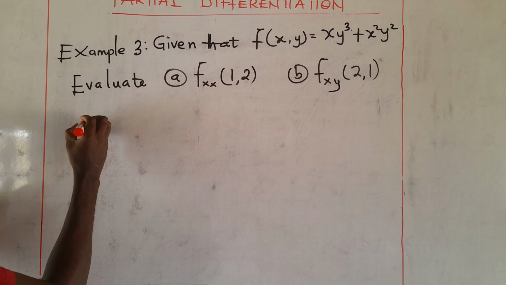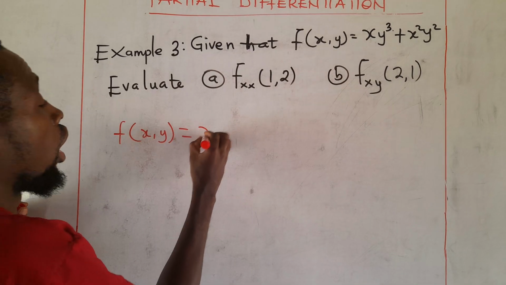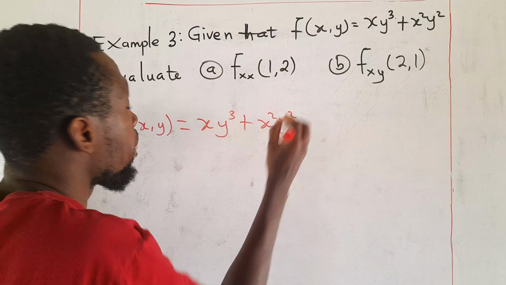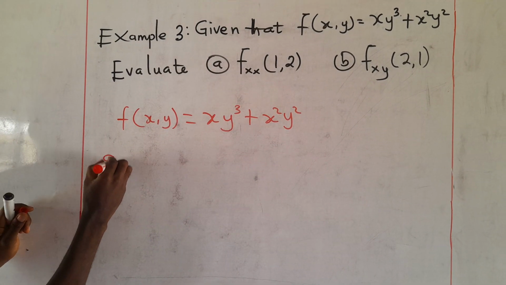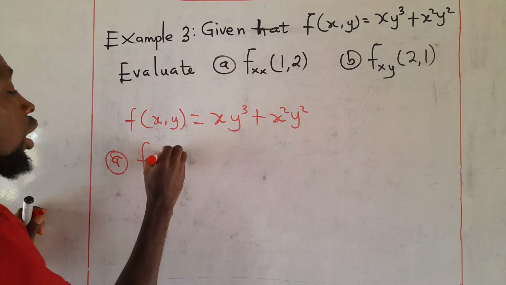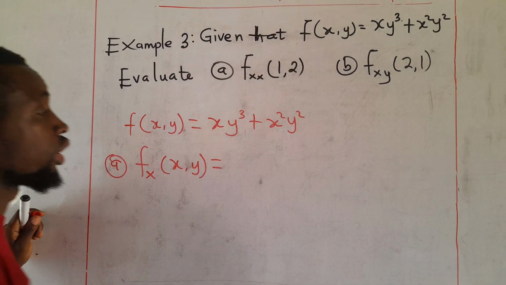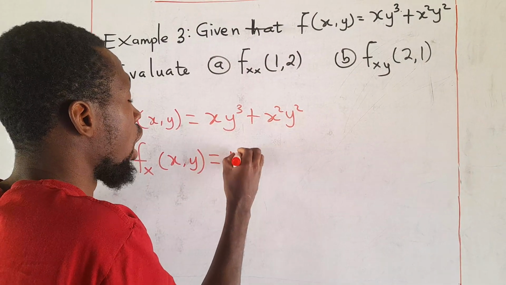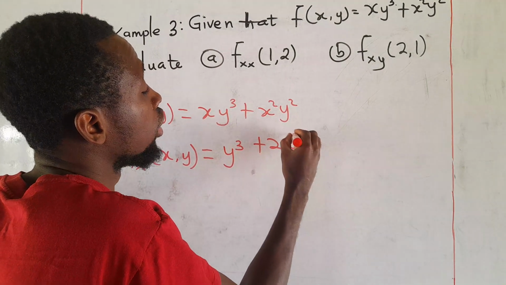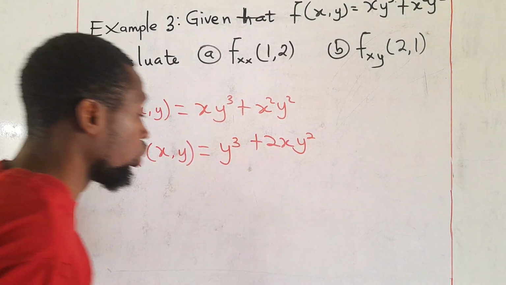Remember our function f is equal to xy cubed plus x squared y squared. So we want to find a partial differentiation with respect to x twice. We have to find with respect to x first of xy cubed. So the y will be held constant. So this will be y cubed. Then this will be 2xy squared. I hope you know this by now.